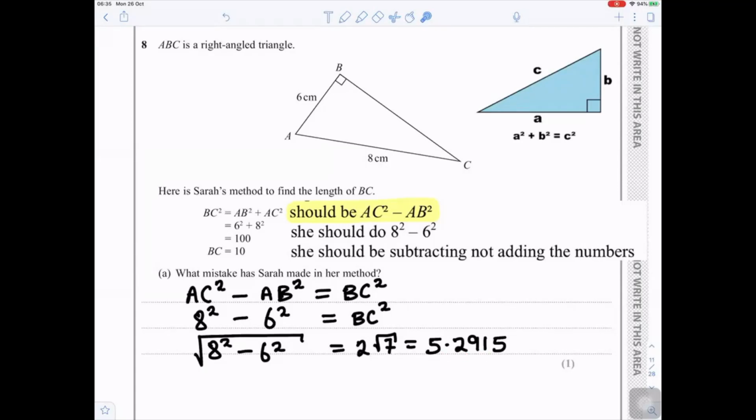So what mistake has Sarah made in her method? It should be AC squared minus AB squared, not adding. She should be subtracting and not adding them. Or she should be using 8 squared minus 6 squared, not 8 squared plus 6 squared. She should be subtracting and not adding the numbers.